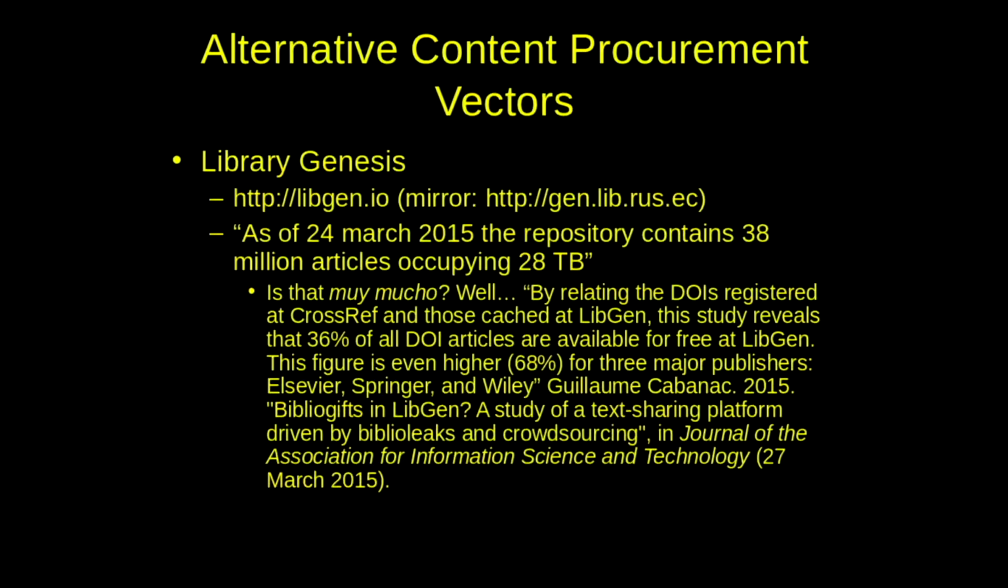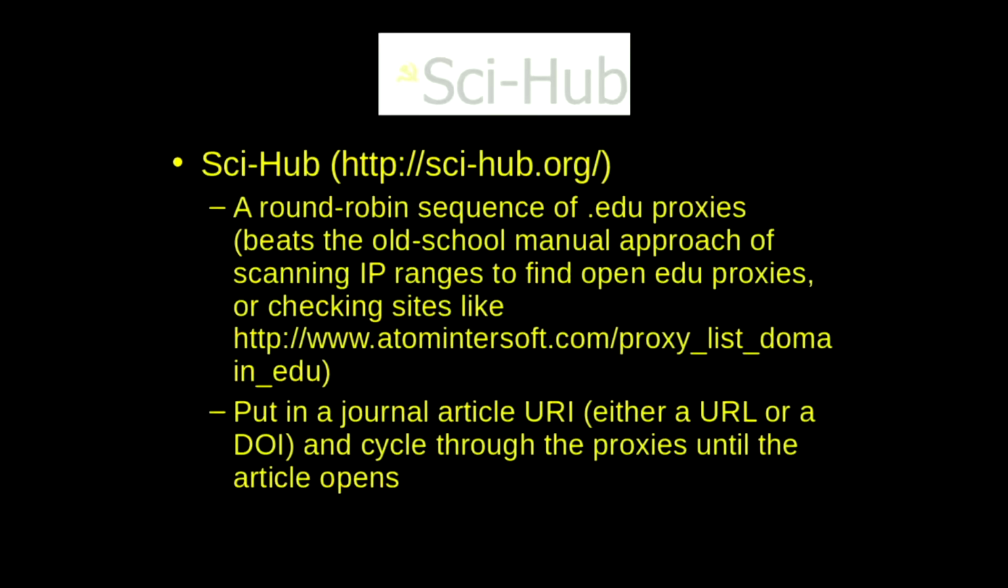The current mirror is .io, though you may not know that the actual URL bounces around in a round-robin sequence, so it may change to .biz, .org, and so on. So exactly how big is Library Genesis? Well, most recent studies show that it contains 38 million academic articles, totaling 28 terabytes, which constitutes 36% of all indexed academic articles that have a DOI, or document object identifier, which is kind of like an ISBN for journal articles. So that's one of our main resources.